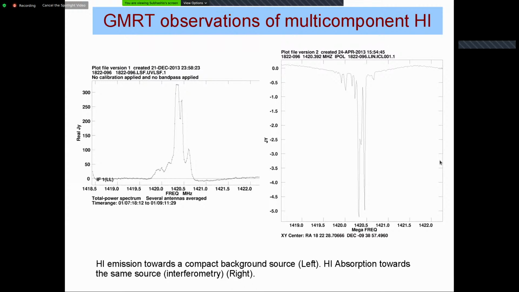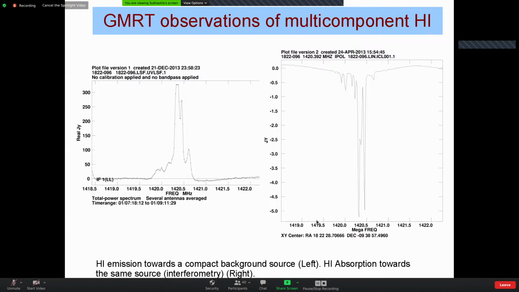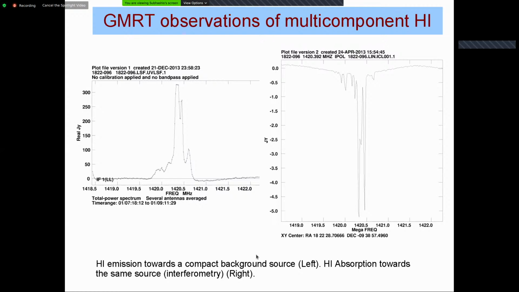This baseline length effectively gives you a resolution of lambda by d. Lambda is the wavelength, which is 20 centimeter or 0.2 meter, and d is the distance between the baselines. So using all the baselines, the antenna-to-antenna joining components, we basically make an image of the source. How we make an image has already been told to you. But the main take home message is that the resolution of an interferometer is much higher.